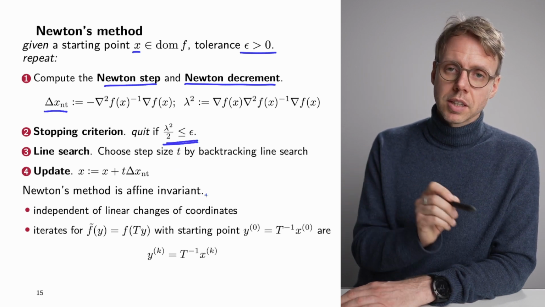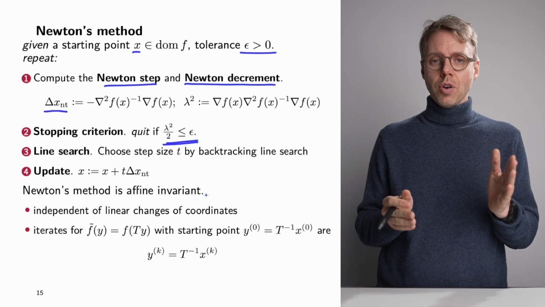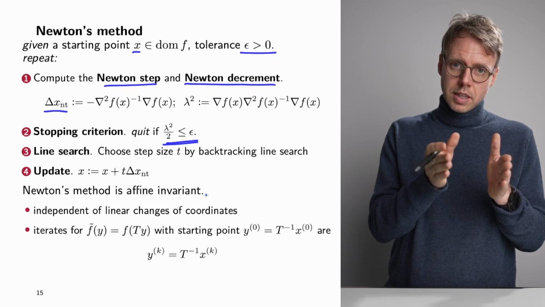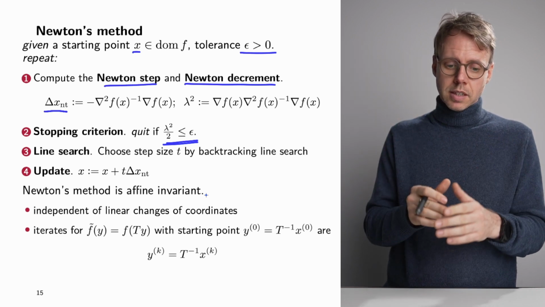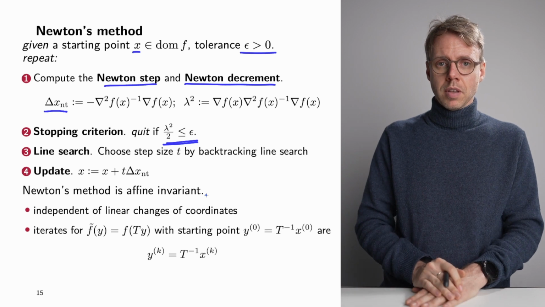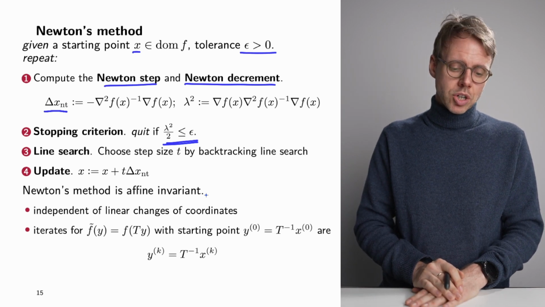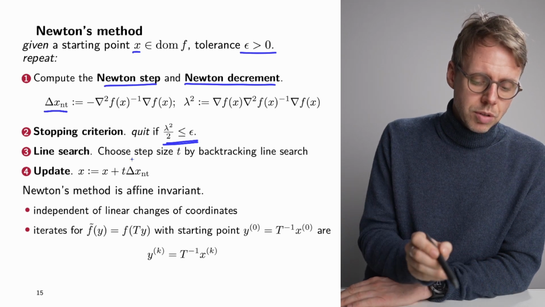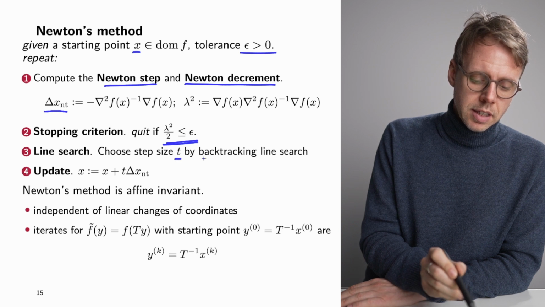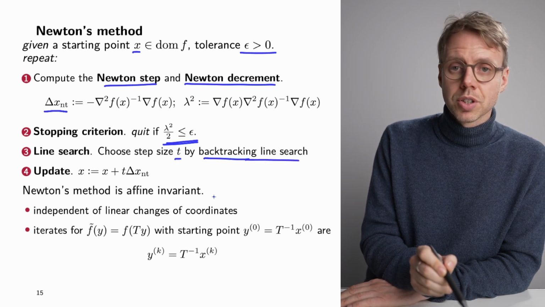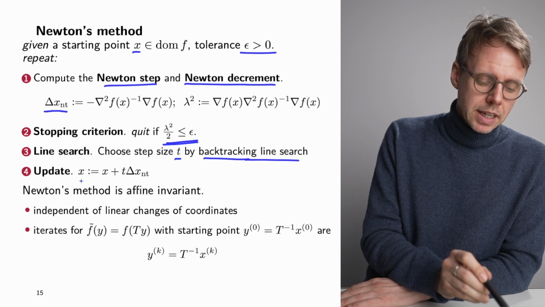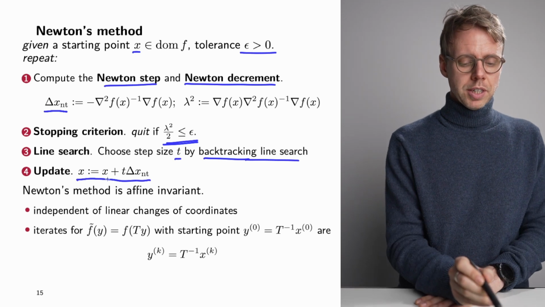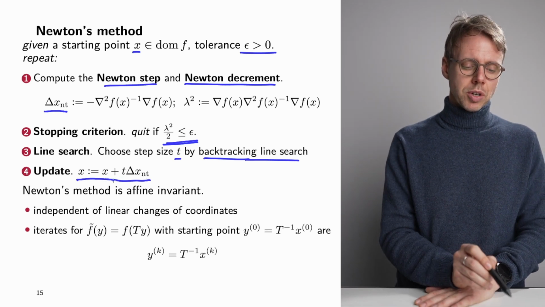So remember that the Newton decrement is a measure of proximity between our current point and x star as approximated or estimated by our second order Taylor expansion. And then we perform a line search. We choose a step size t by backtracking line search. And then we perform an update by setting our new iterate to our current iterate plus t times our search direction.